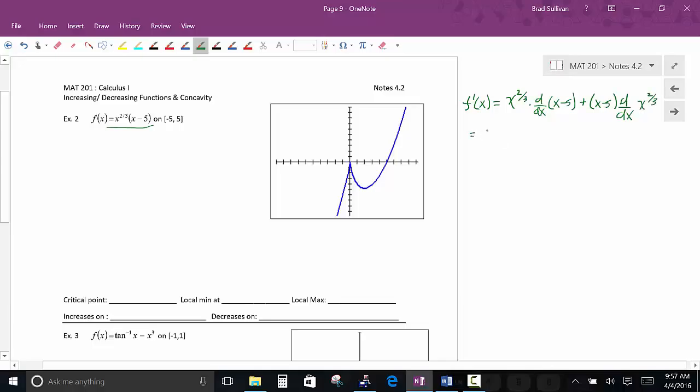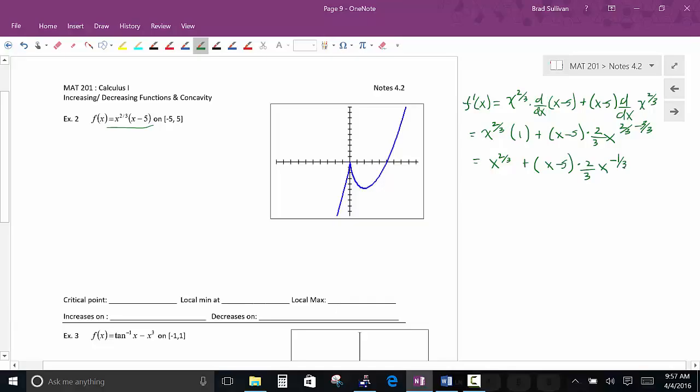So we're going to have the first, which is x to the 2/3. The derivative of x minus 5 is 1. Then we have x minus 5. Then when you do the derivative of x to the 2/3, that's a power rule. So that's going to be 2/3 x to the 2/3 minus 3/3. You can do that in your head if you want to. So this is going to give x to the 2/3 plus x minus 5 times 2/3 times x to the -1/3 like that.